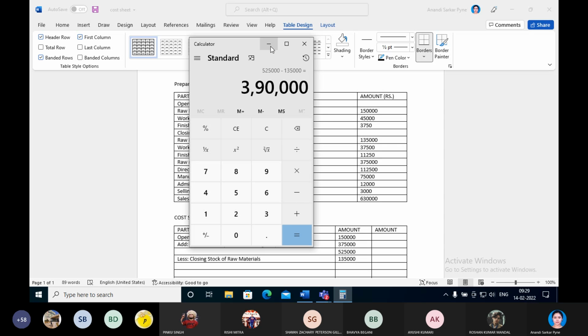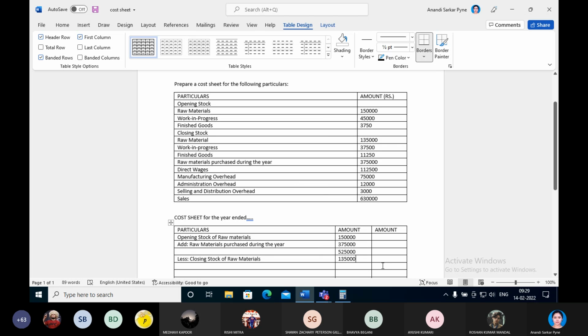Ma'am, is the cost sheet very related to manufacturing account? To some extent.